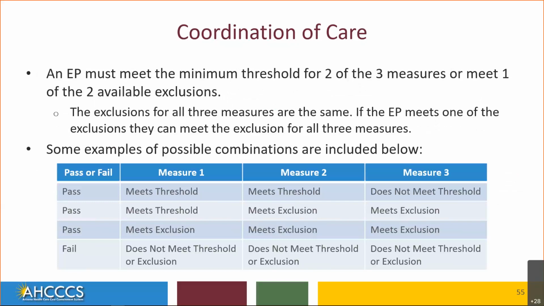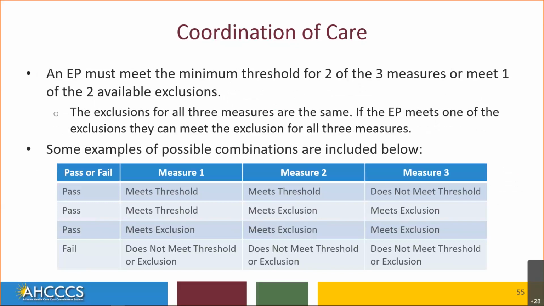An EP must meet the minimum threshold for 2 of the 3 measures or meet 1 of the 2 available exclusions. The exclusions for all 3 measures are the same. If the EP meets 1 of the exclusions, they can meet the exclusion for all 3 measures. Some examples of possible combinations are included in the table.